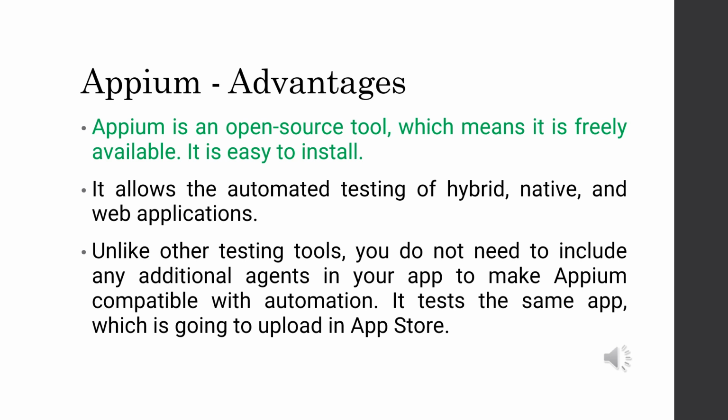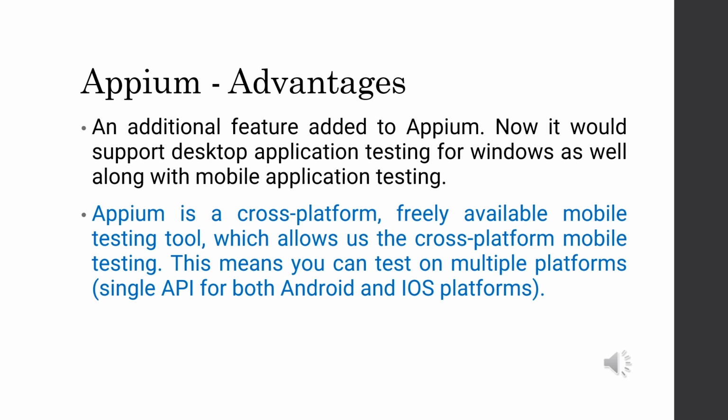Appium has many advantages. It is an open source tool, so we can easily install and use it freely. It is used for testing hybrid, native, and web applications. Unlike other tools, we do not need additional agents or third parties for testing these applications, so we can use Appium itself. It is also useful for testing desktop-based applications and Windows mobile application testing. It supports cross-platform. That is a very big advantage of using Appium.